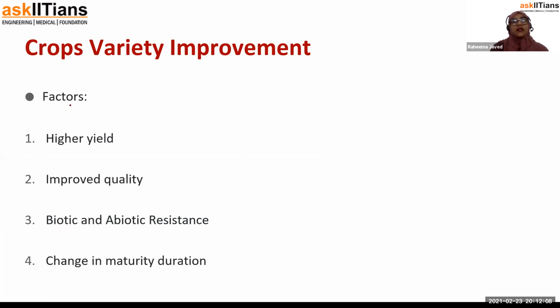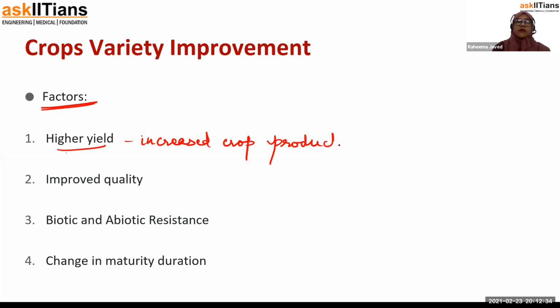Now, the factors that are important for improving the crop variety include higher yield, and this is the increase in the production of a crop per acre. Production. Then there is improved quality.